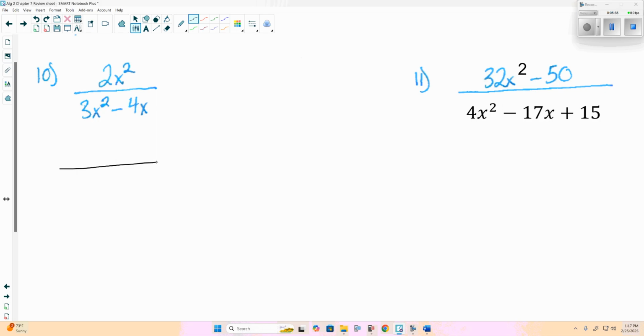So we look at this first one here, 2x squared over 3x squared minus 4x. Factoring 2x squared, well, we can't, because there's only one term, so it stays the same.